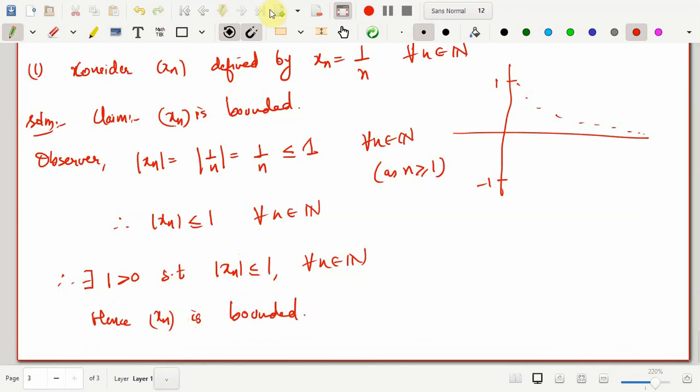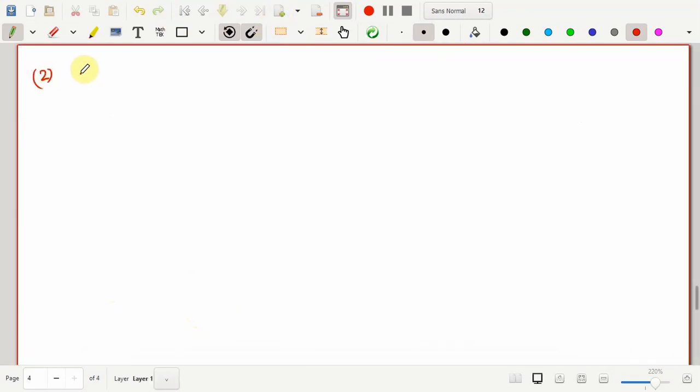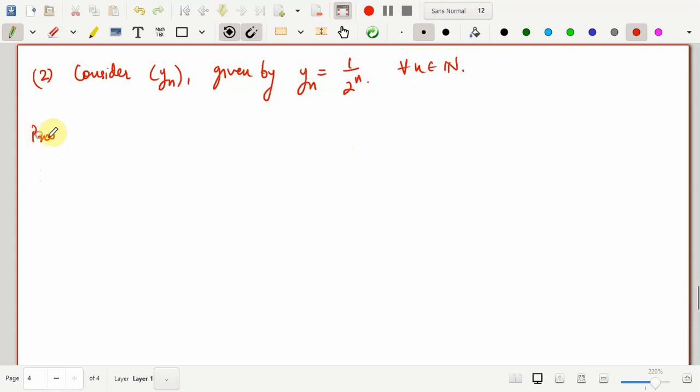Let me take some more examples of bounded sequences. Second one, consider the sequence yn given by yn is equal to 1 by 2 raised to n for each n belongs to N. Now again, this follows from the first example. We know that this 1 by 2 raised to n can be made less than 1 by n for each n, and in fact we have proved this in the previous lecture, which says that 2 raised to n is strictly greater than n for each n belongs to N.